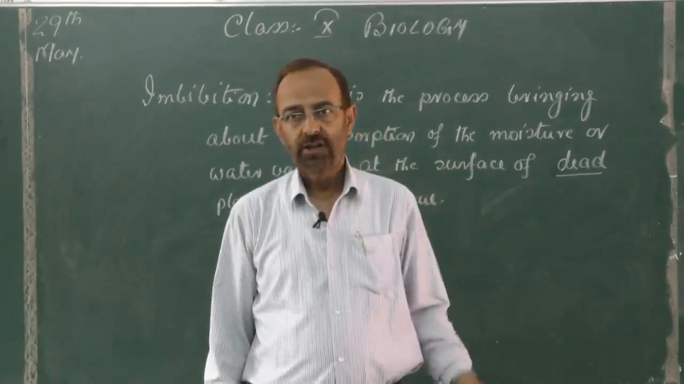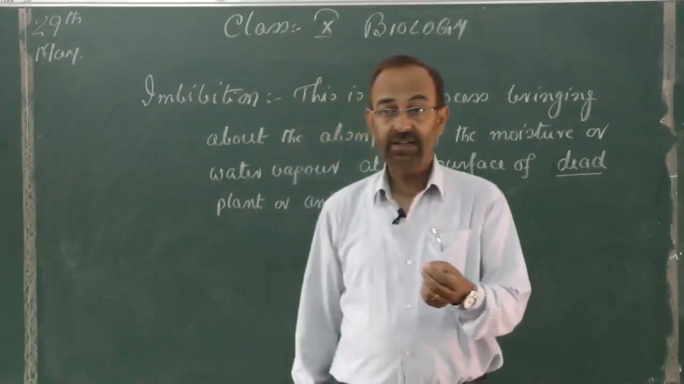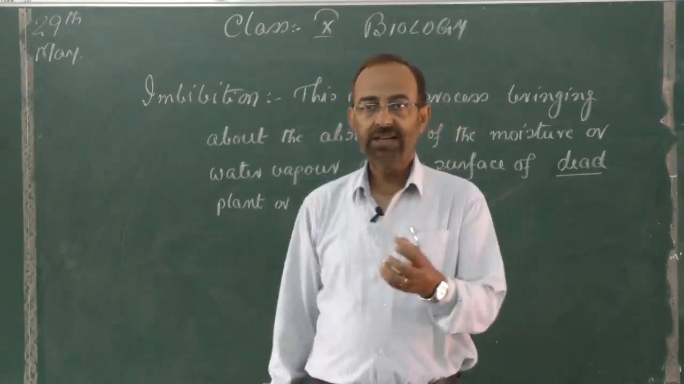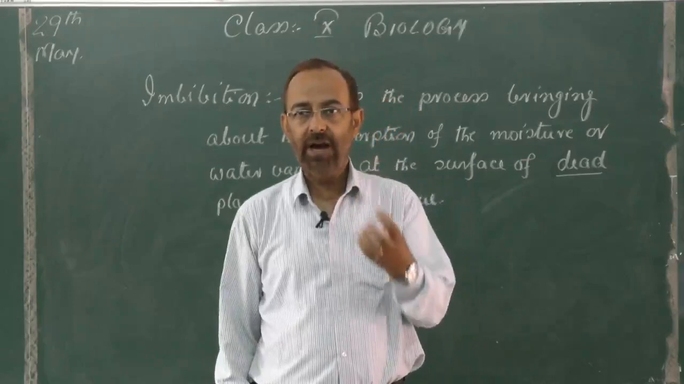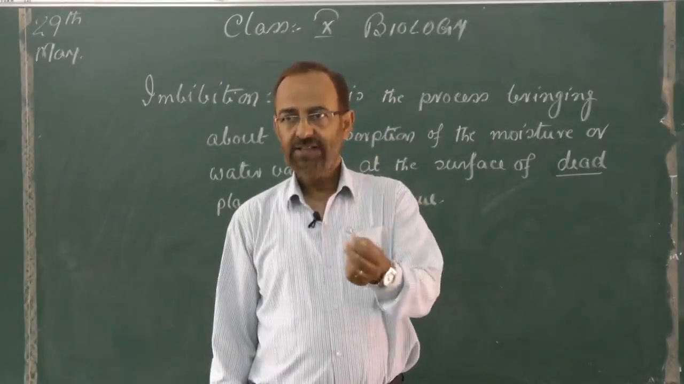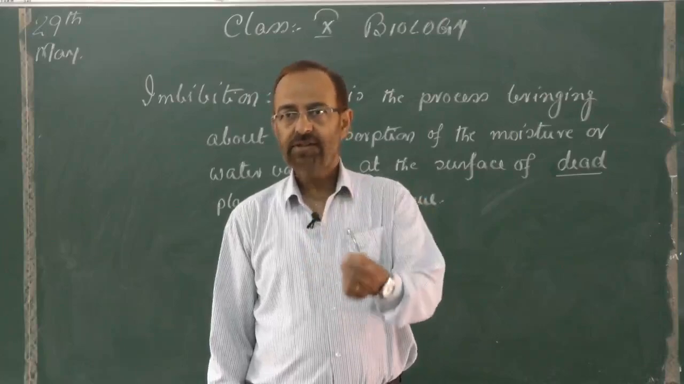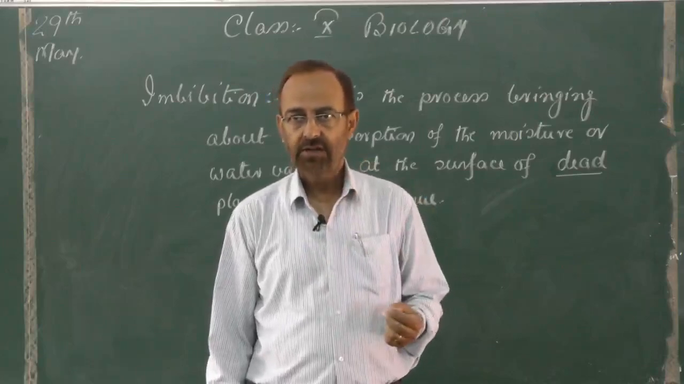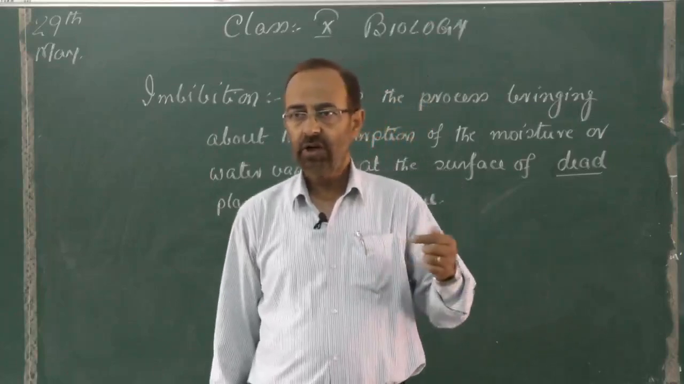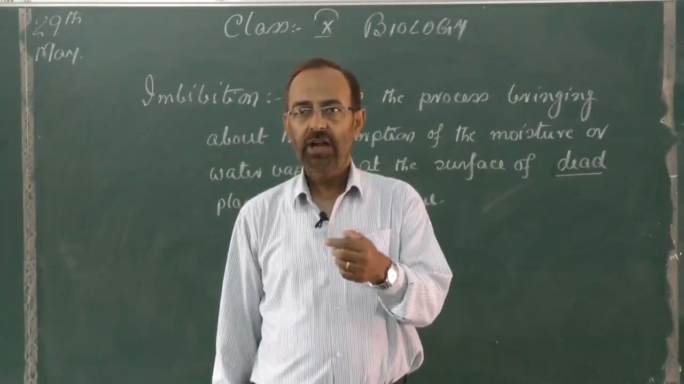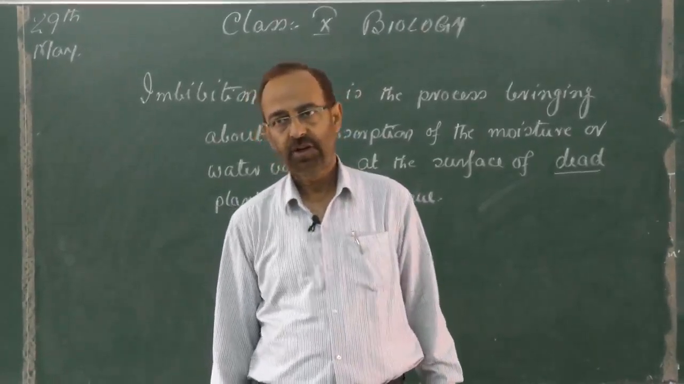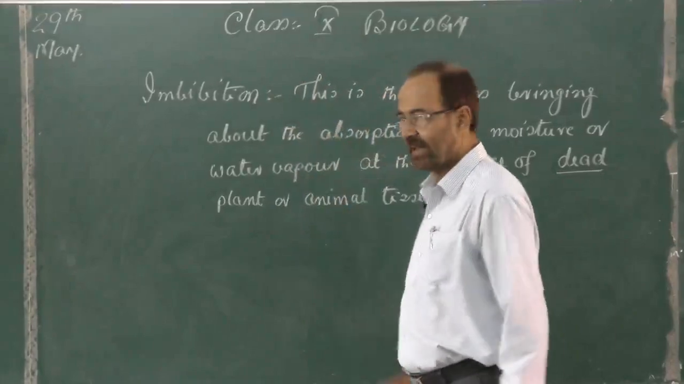Clear? So here also, what process is acting? Imbibition. Clear? So soaking of the dry seed is possible only by the process of imbibition. So when the dry seeds are put in water, first imbibition occurs, or through imbibition water moves through the seed coat and cotyledon, and ultimately reaches the embryo. Clear? So this is another process.